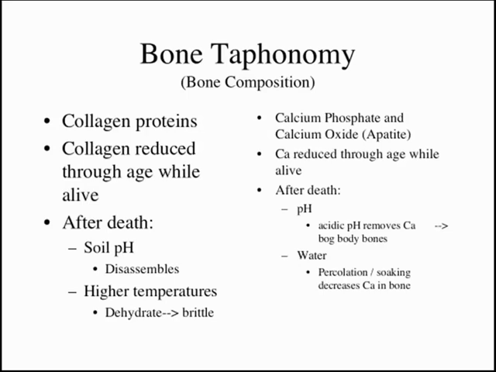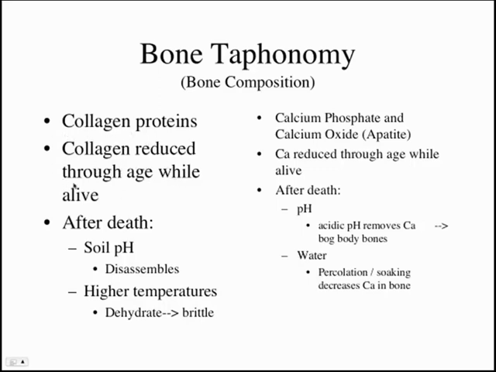Now, bone taphonomy, bone composition, separate from the soft tissue. Bone has calcium phosphate and calcium oxide, and it has collagen proteins. Well, collagen, let's follow this path first, is reduced through age while we're alive. But after death, the soil pH can disassemble it, and higher temperatures can dehydrate and make the bones brittle. So the collagen can look different; this is taphonomy.